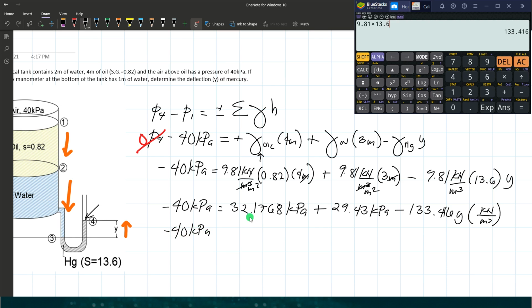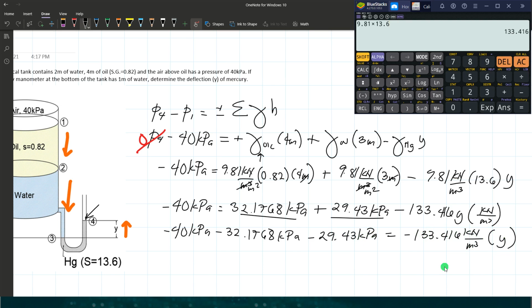Okay, we can move these terms to the other side of the equation. So we'll have negative 32.1768, negative 29.43 kilopascal equals negative 133.416 kilonewtons per cubic meter times y.